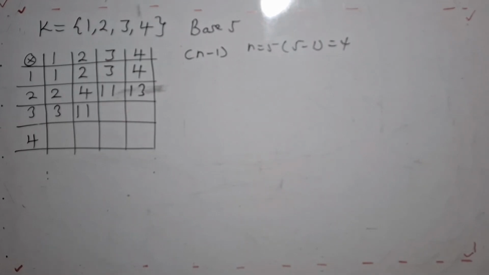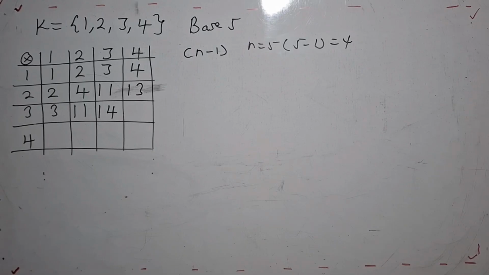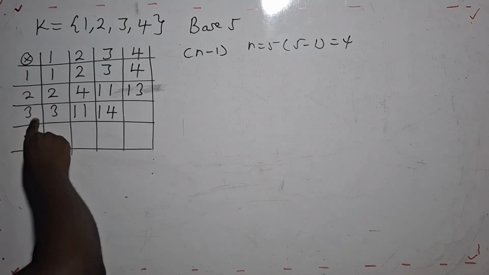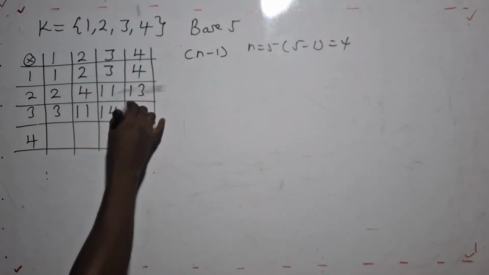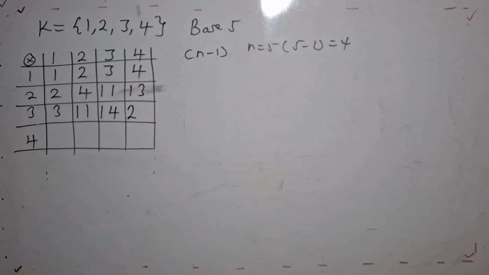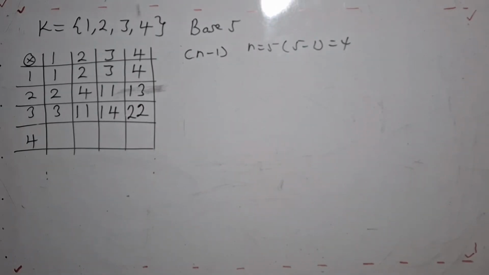So 3 times 3 is 9. 9 divided by 5 is going to give us 1, remainder 4. Then we have 3 times 4, which is 12. 12 divided by 5 is 2, remainder 2. So this is how we get this.